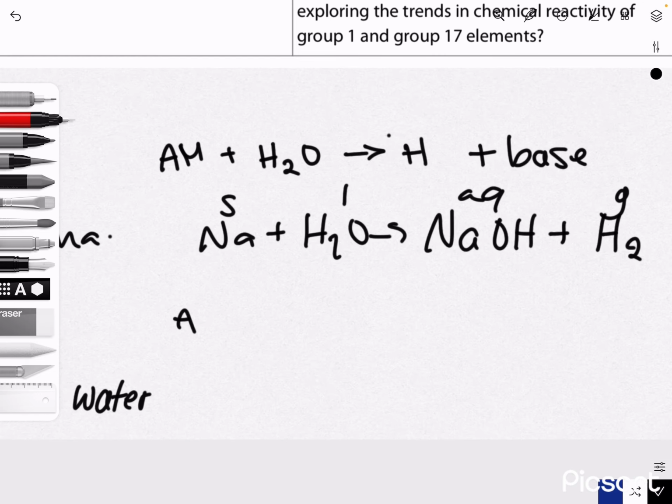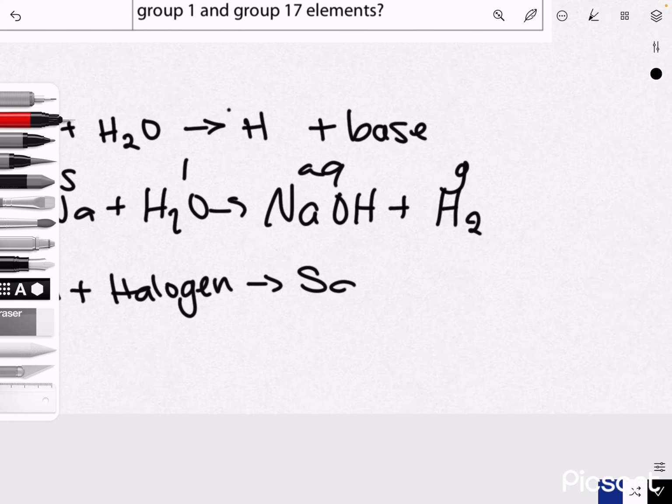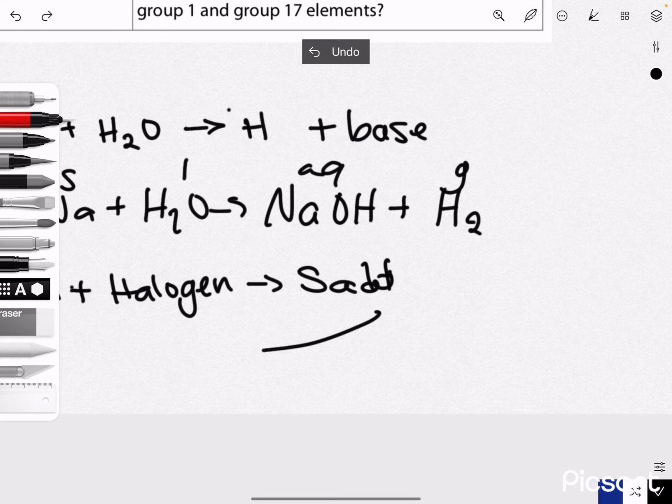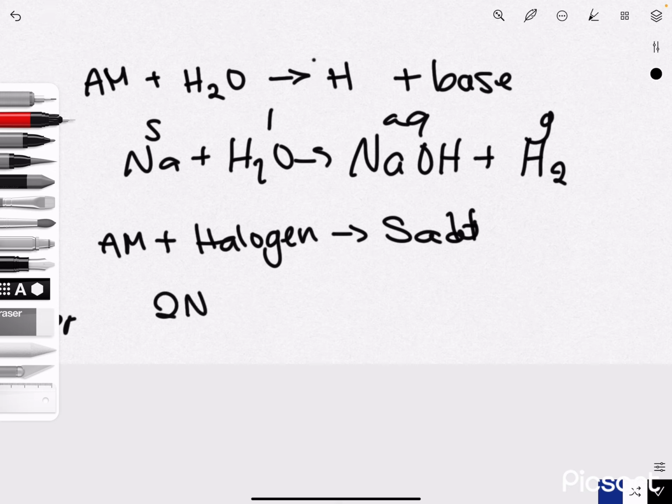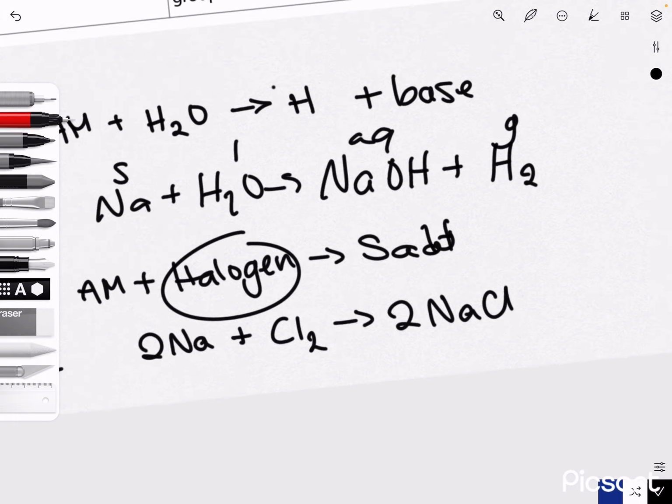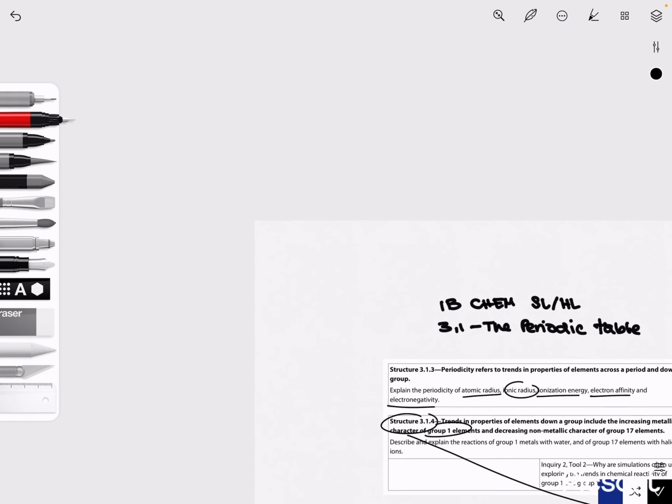And another thing we just need to know is that if you react an alkali metal with a halogen, which we will get into right after this, you will just get a salt. Yes, a salt. So reacting two sodiums with chlorine will get you NaCl, table salt. So halogens. Let's get into these. Let's get into halogens.